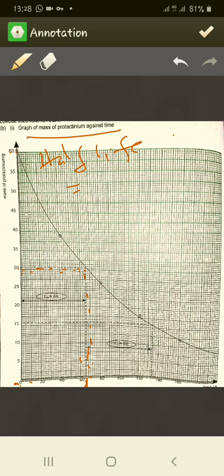From this 30, the half of 30 is 15. So I draw a dotted line until it meets the curve, and I again bring it down. So I again measure the time from this line of 30 up to the line of 15, and I get the time within, and that will be my second half-life.